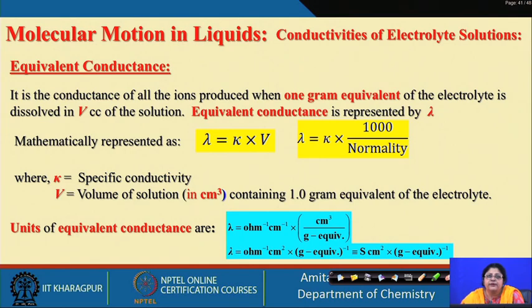So, units can be represented like this. You have the units of kappa, and then you have the units of the concentration. This way you can have the unit of lambda as ohm inverse centimeter square into gram equivalent to the power minus 1, or we can have ohm inverse replaced by Siemens centimeter square into gram equivalent to the power minus 1.